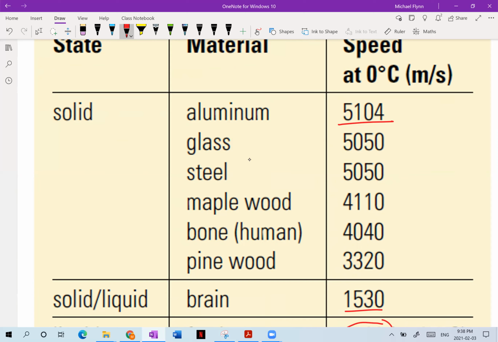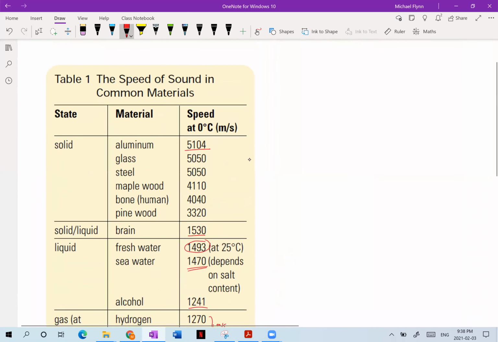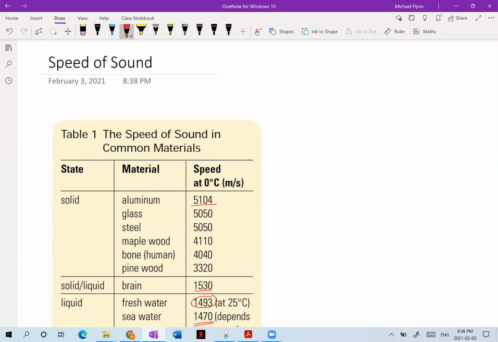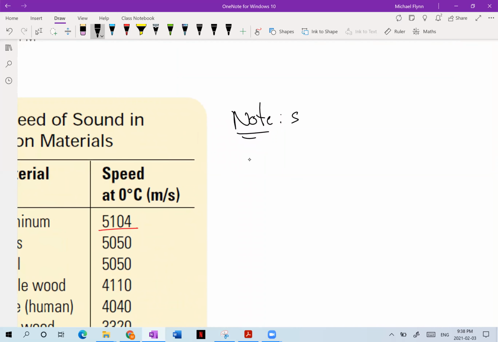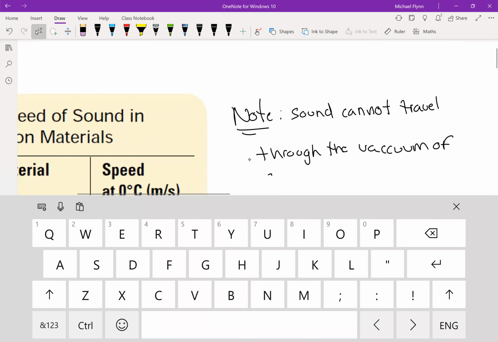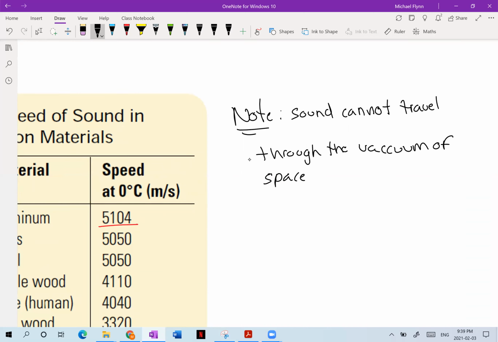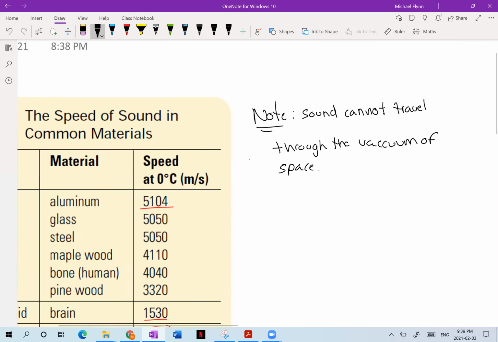So sound is this longitudinal wave that travels through different media: solid, liquid, gas. Now, there is something missing from the list. I'm just going to say note: in a vacuum, if you're just in outer space, sound does not travel at any speed. Sound cannot travel through a vacuum. The vacuum of space, or any vacuum at all, but typically that's outer space. And so, 0 speed of sound.